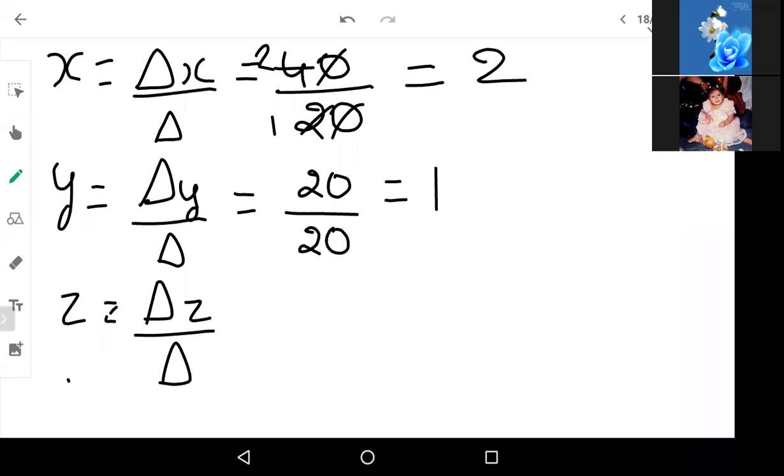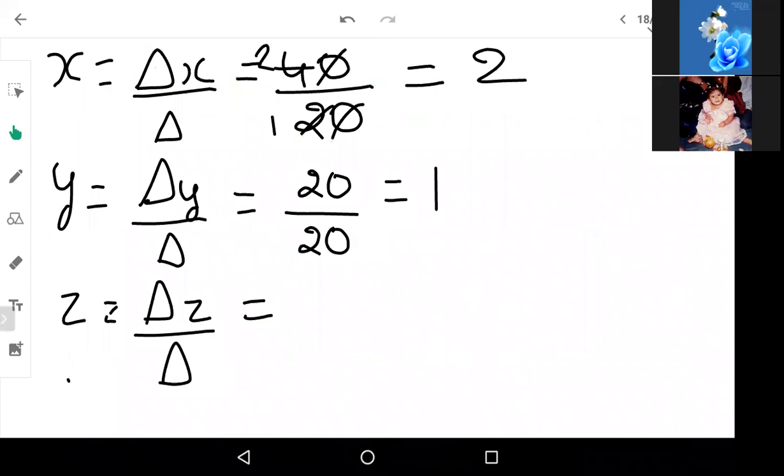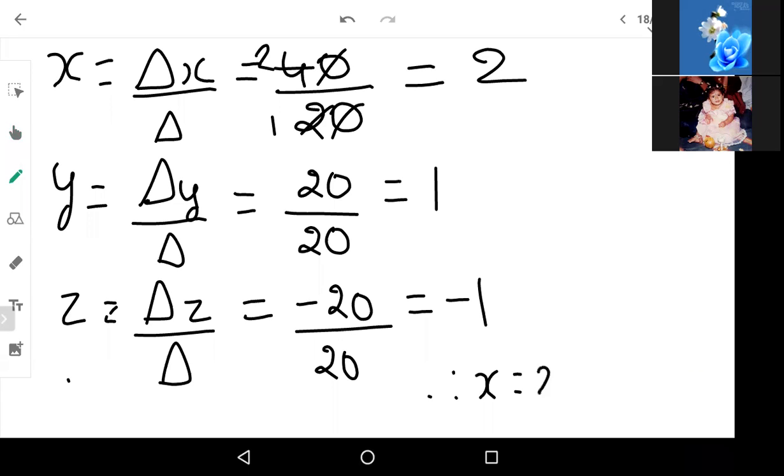Okay. Now what was the value of delta z which we just now solved? Delta z is minus 20. So minus 20 divided by 20 is equal to minus 1. Minus 20 divided by 20 is minus 1. So therefore, x is equal to 2, y is equal to 1 and z is equal to minus 1. Clear? Any doubts?